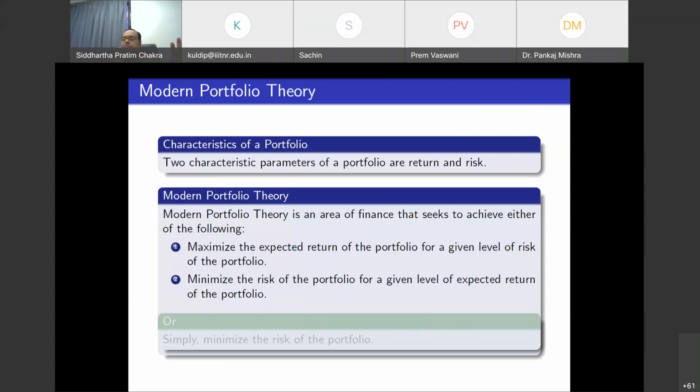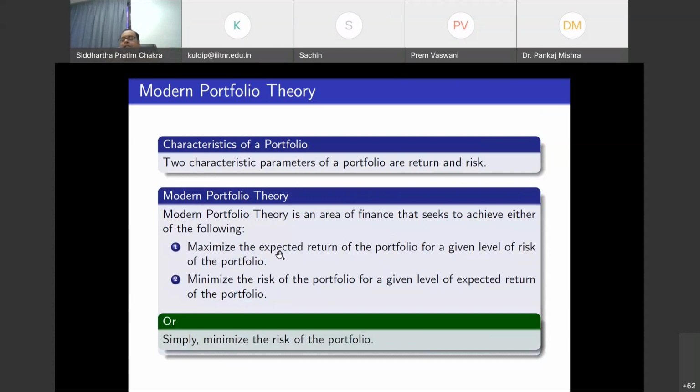Now here I have used the terms return and risk in an intuitive sense, but I have not quantified them, but I'm going to soon quantify and precisely define what I mean by return and risk. And an alternative objective would be simply to minimize the risk of the portfolio. I take up different combinations of portfolio, minimize the risk, which I will define soon, and then find out for what combinations of theta 1 to theta n I will get the minimum amount of risk.